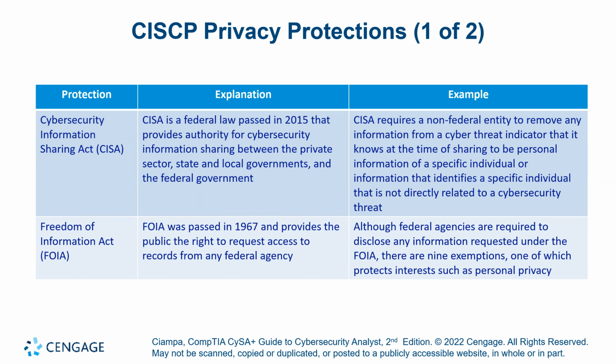Freedom of Information Act. This was passed in 1967 and provides the public the right to request access to records from any federal agency. Although federal agencies are required to disclose any information requested under this, there are 9 exemptions, one of which protects interests such as personal privacy. It's very difficult to get through some of the hoops that are required for the Freedom of Information Act.